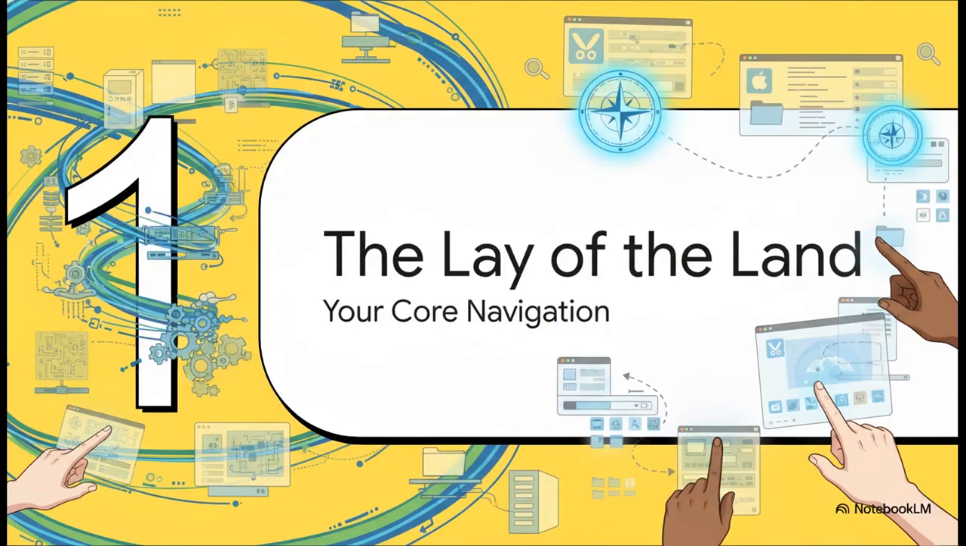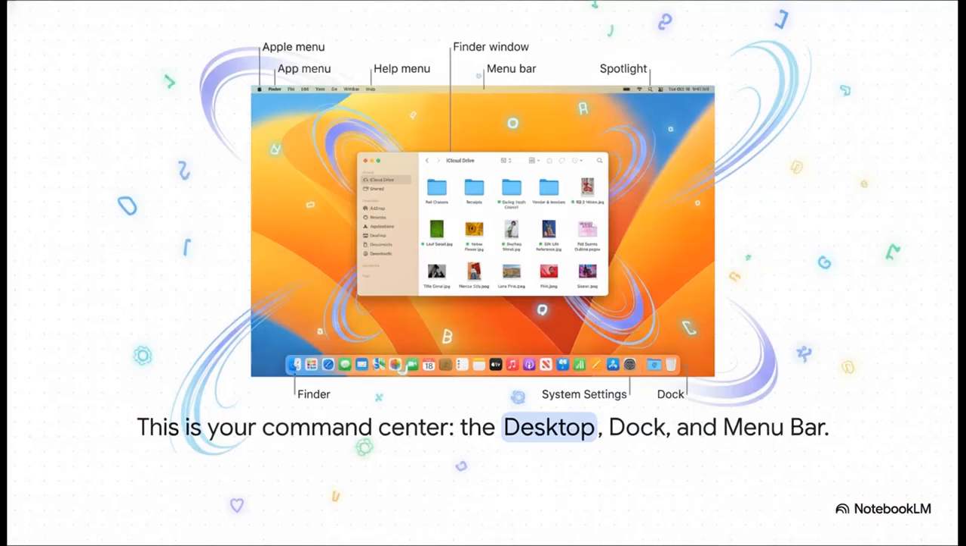Okay, so before we can get to that hidden power, we got to know our way around the basics, right? Let's start with the core navigation, the stuff you see every day. And this is it, your command center. You've got the desktop, the dock at the bottom, and that menu bar that's always hanging out at the top. Everything kind of starts from here.